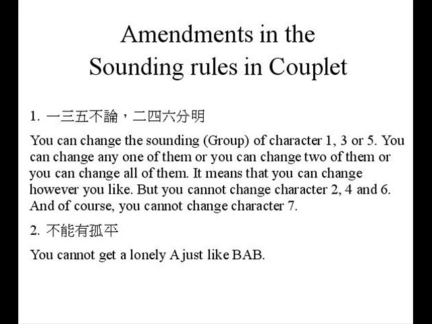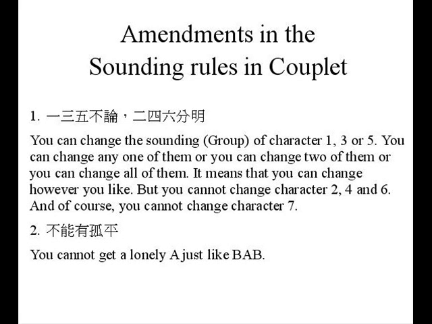The sounding means the group. You can change the group. Once again, the term "group", I don't know whether it is an official term. I only use it myself. You can change one of them, or two of them, or all of them. You can change however you like, only number 1, number 3, and number 5.